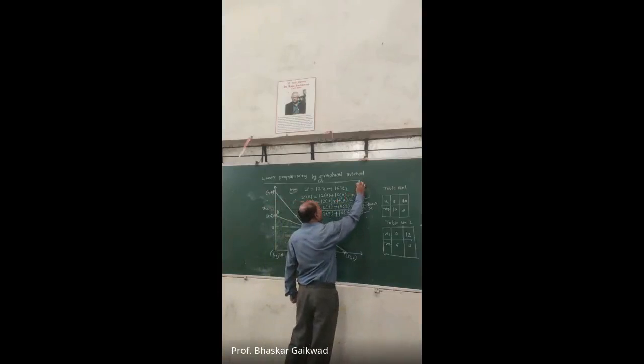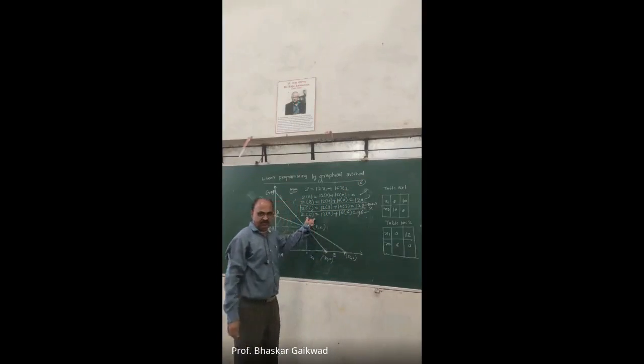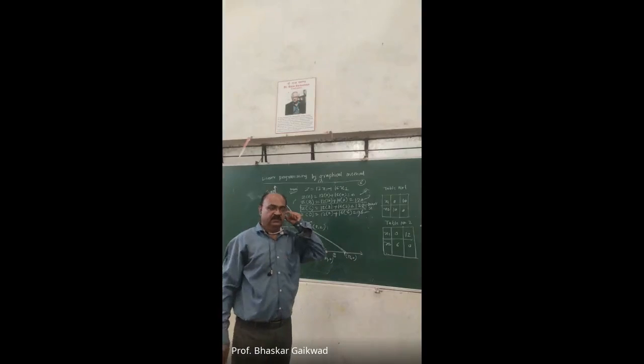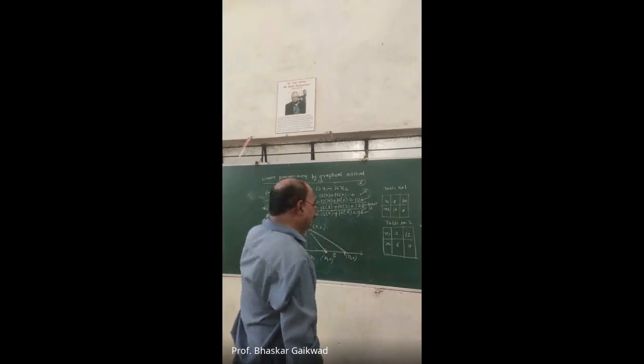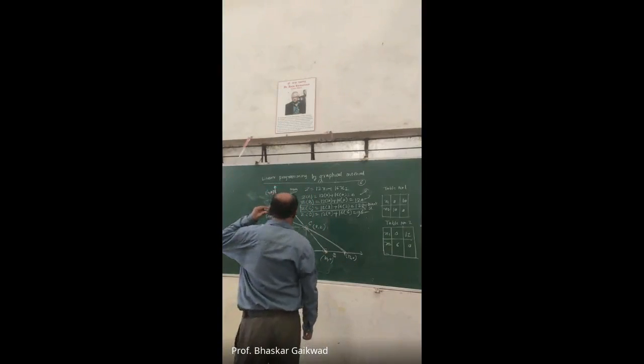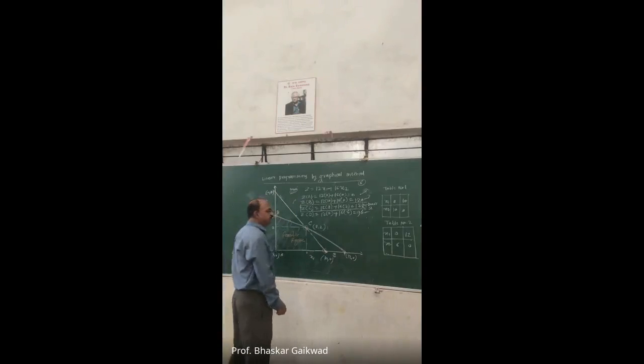So this is our problem, our graphical method. Correct? If you solve like this, then you will get 6 marks for this question. So anybody having any problems here? Shall we go for the next problem? Yes, sir. Okay.